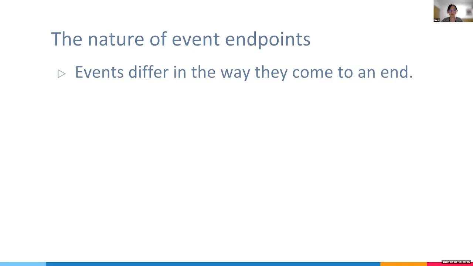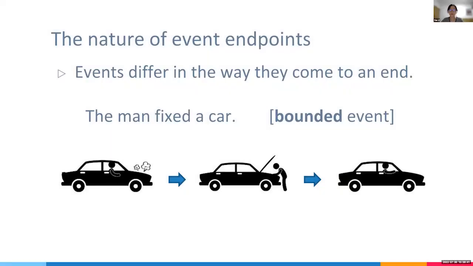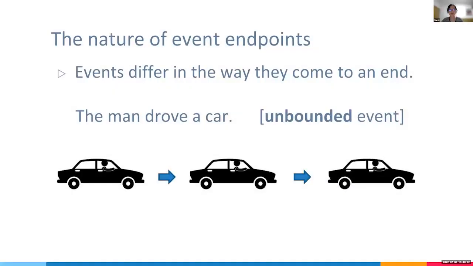Despite the salience of event endpoint, events actually differ in the way they come to an end. For example, in the case of fixing a car, the event begins with a car breakdown, and it comes to an end when the car starts working again. Such an event has a natural and inherent endpoint. It is bounded because it has a specific temporal boundary. Well, in the case of driving a car, the driver could stop driving at an arbitrary moment, and we need actual information to specify the endpoint. So such an event is unbounded since it doesn't have a specific temporal boundary.